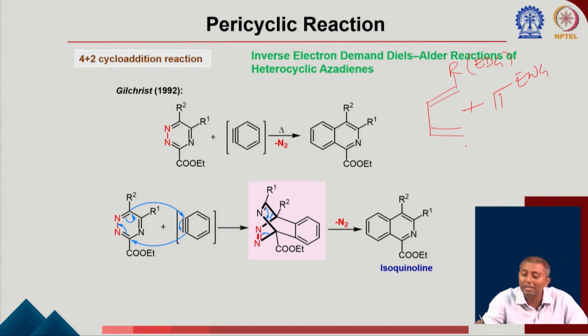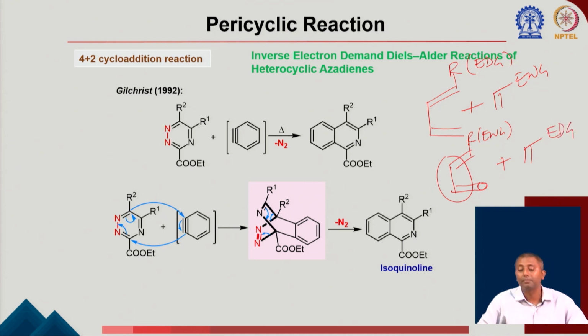But in case of inverse electron demand, you will see there will be an electron withdrawing group attached here. It could be attached in the terminal position, or there could be a nitrogen in this position, which can pull electron density, like some sort of imine. In some cases, instead of an electron withdrawing group, you might see a carbon group here, and now you will have an electron donating group here. So this is the inverse electron demand.